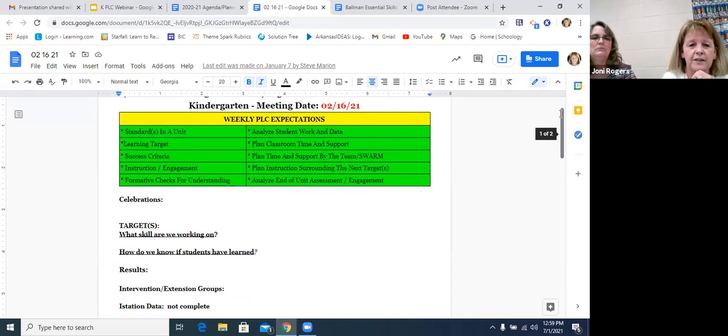We start off with the standards. Well, actually, we like to start off with our celebrations. We come together and we say, all right, what celebrations do we have? What can someone tell us that you're super excited about seeing? And we'll name individual students and how they jumped up maybe a level in iStation, or how they met their goal in their data notebook, and then even surpassed that goal. So we definitely want to do our celebrations.